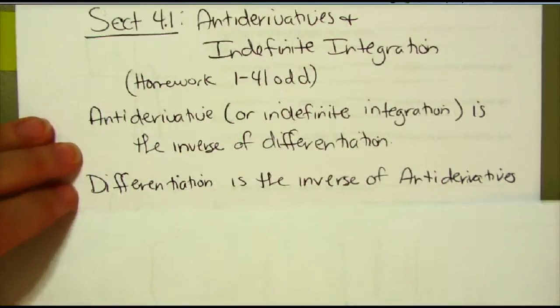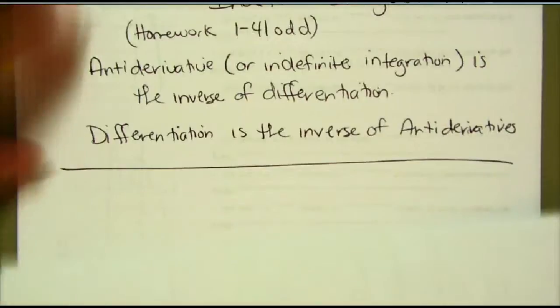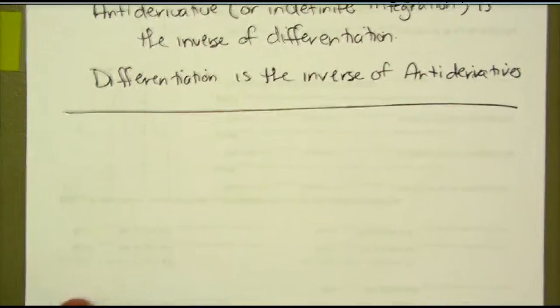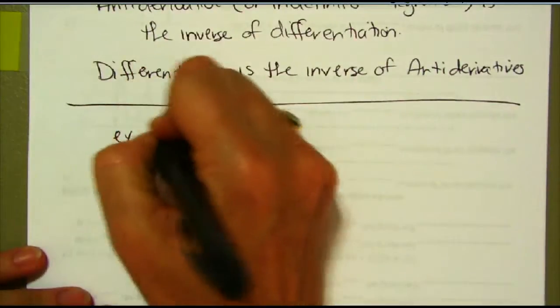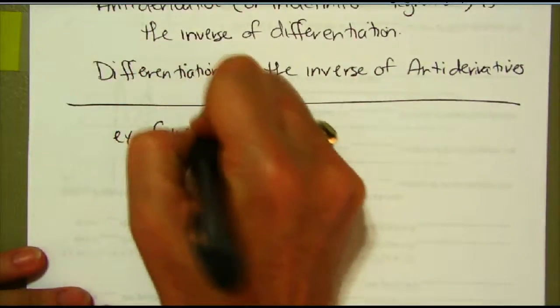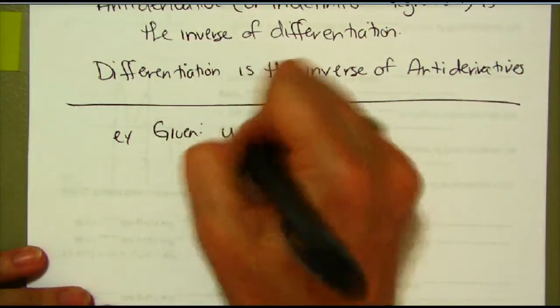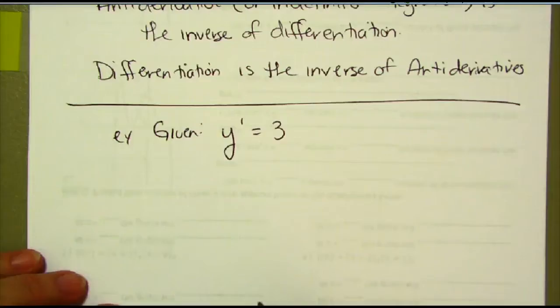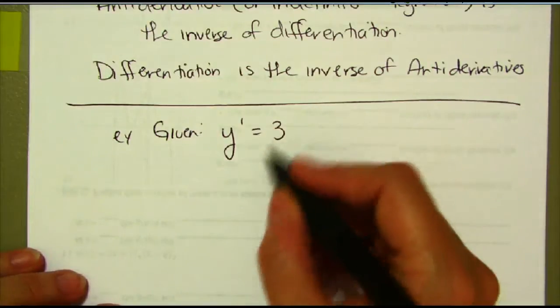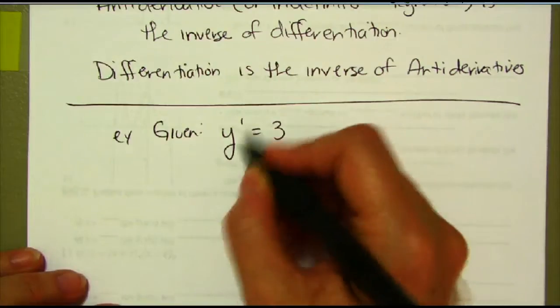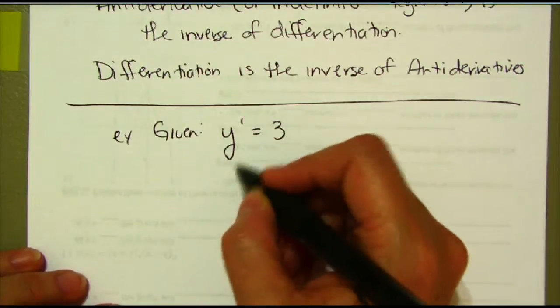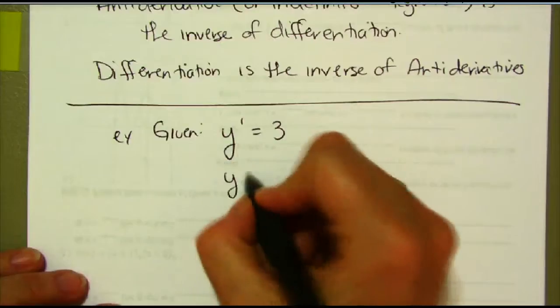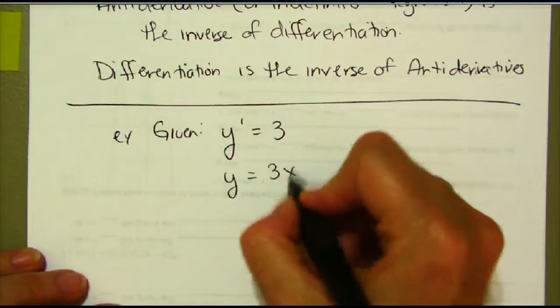So let's just take a look at some examples and see what this looks like. Example. Let's say I'm given, and I'm going to write it as the first derivative, y prime equals 3. Now let's just kind of guess and check. If I wanted to go back to the original function, because this is the first derivative, go back to the original y function, what might that be? That might look like this.